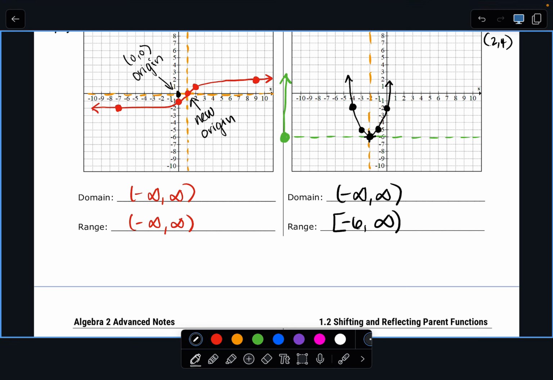So you will have to be able to identify domain and range of your transformed graphs as well. Any questions on the front page before we get into reflections? This is just shifting. Okay, let's jump to the back.